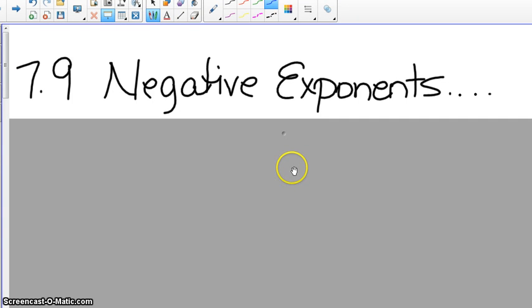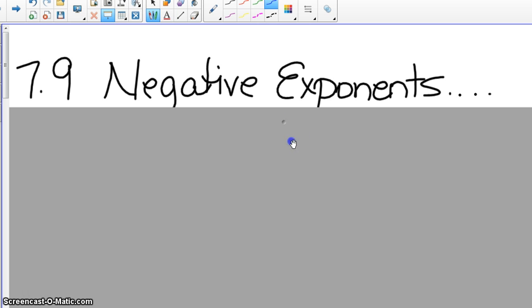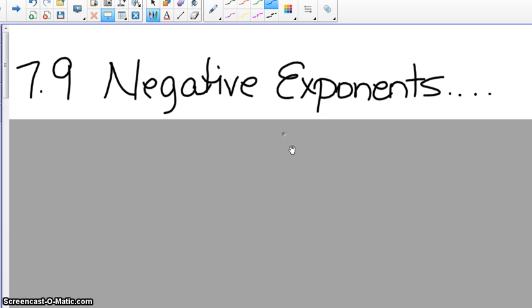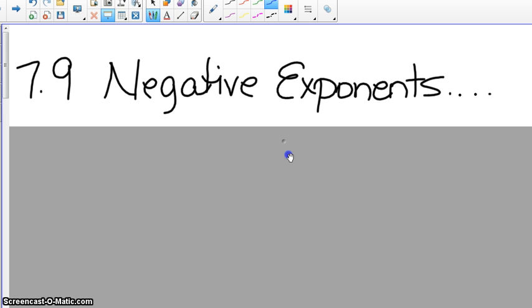Alright, this is 7.9, negative exponents. We already learned this. Maybe I jumped the gun a little bit, but this was the real man, right? Negative exponents wants to be a real man. You know the story. You love it. Remember it. You'll never forget it. So this is the actual unit on it, so it should be so easy for you.